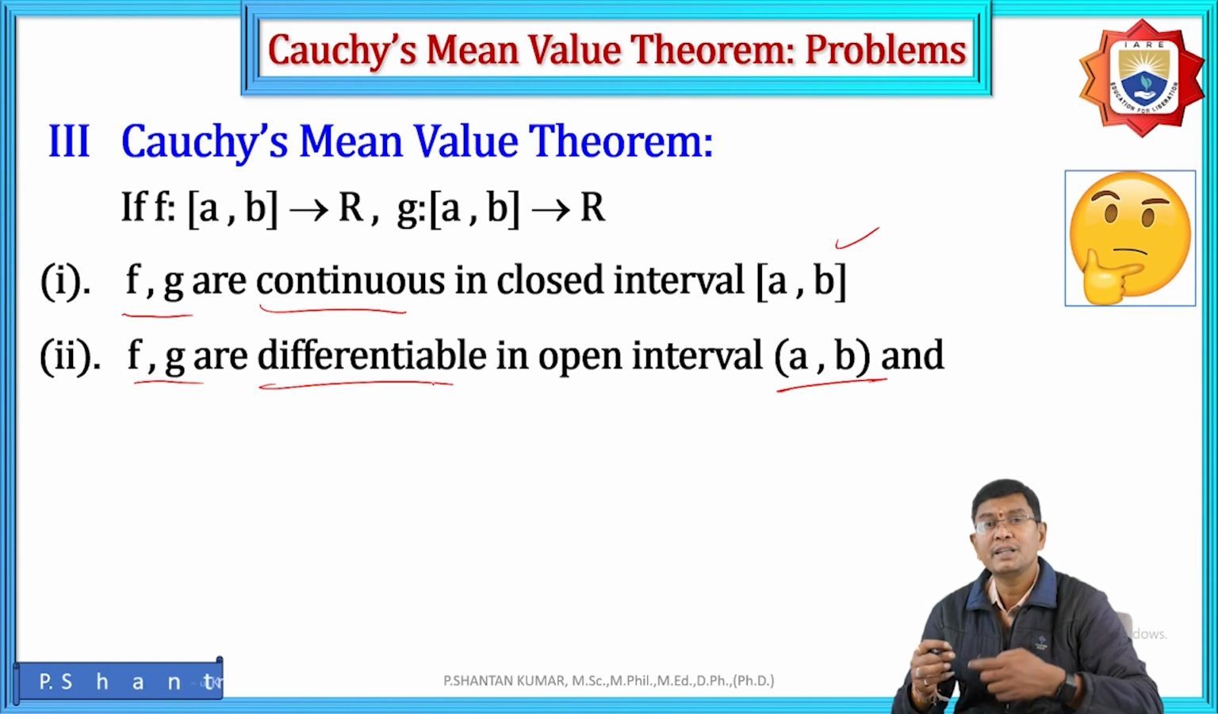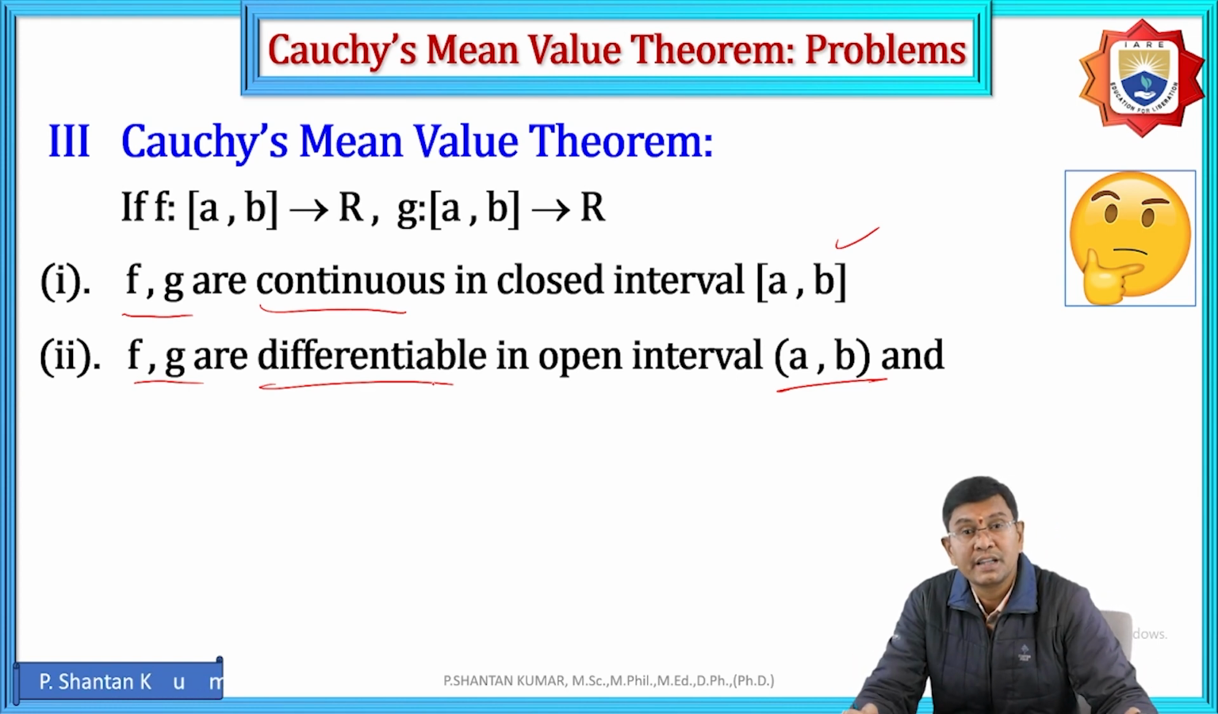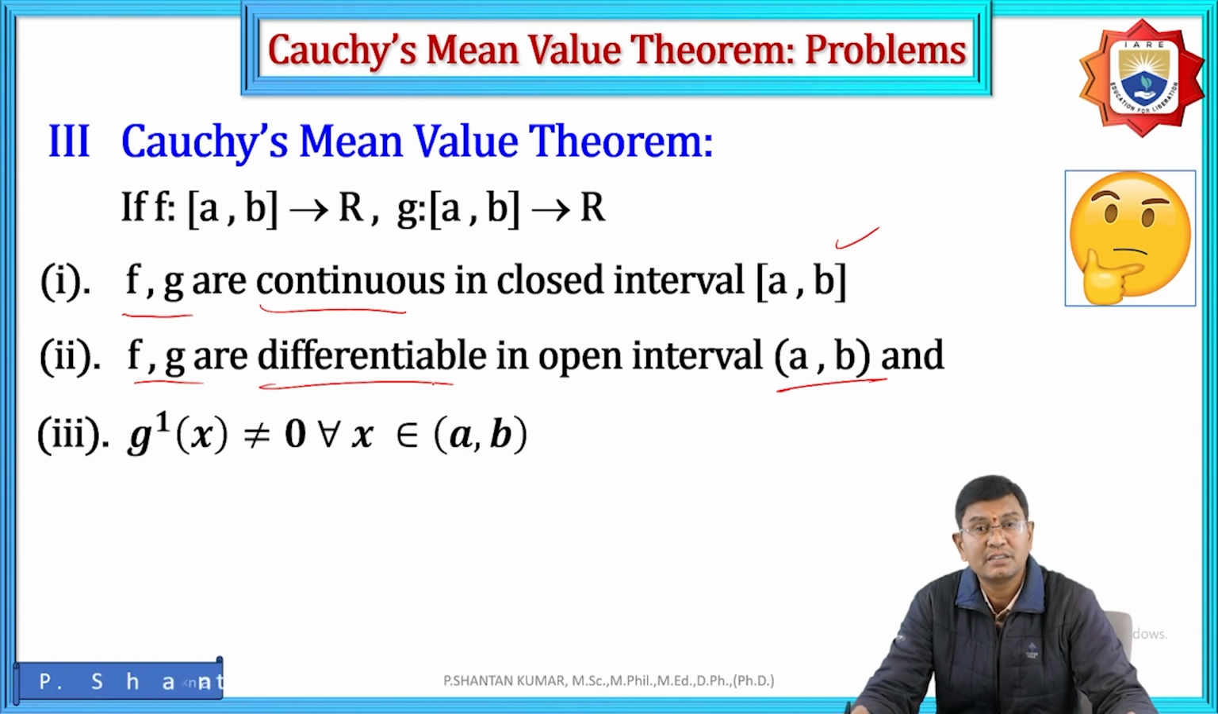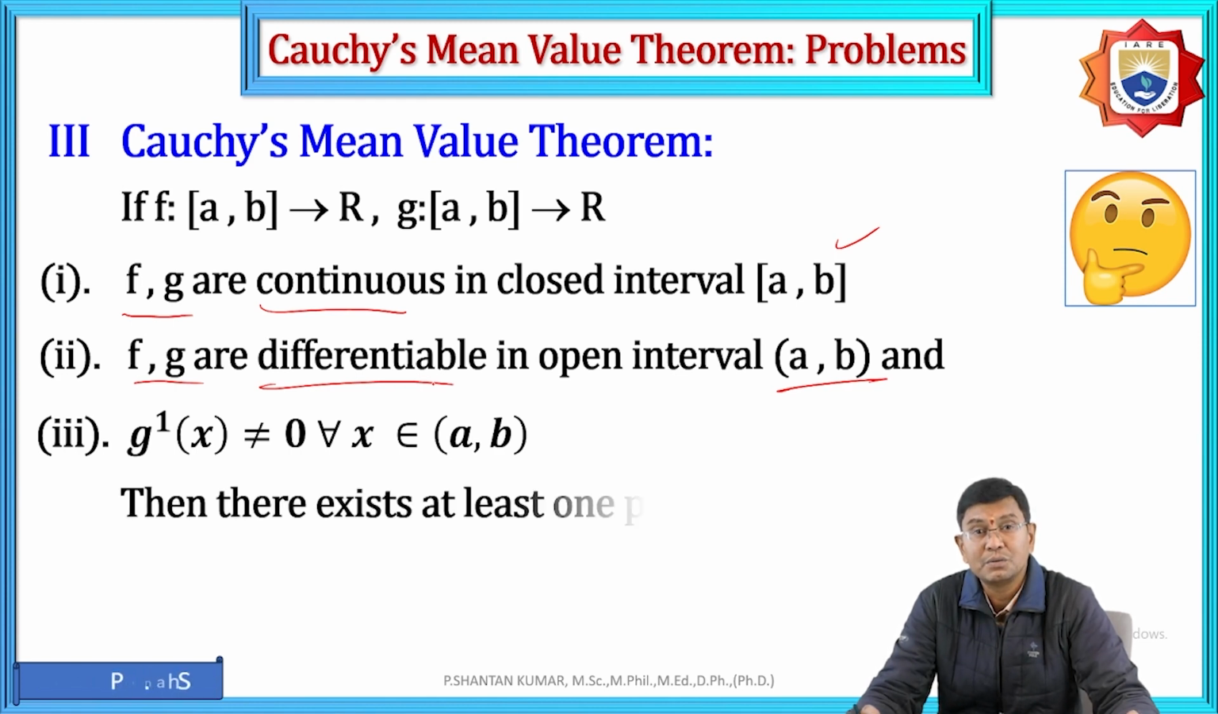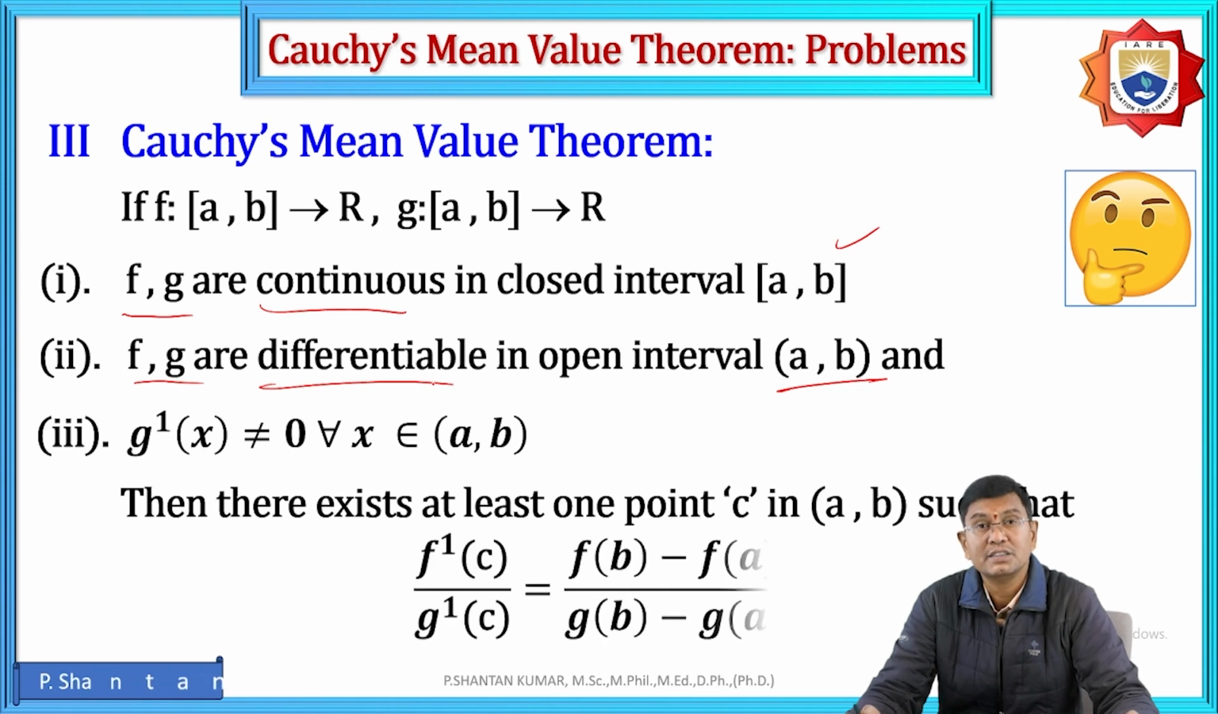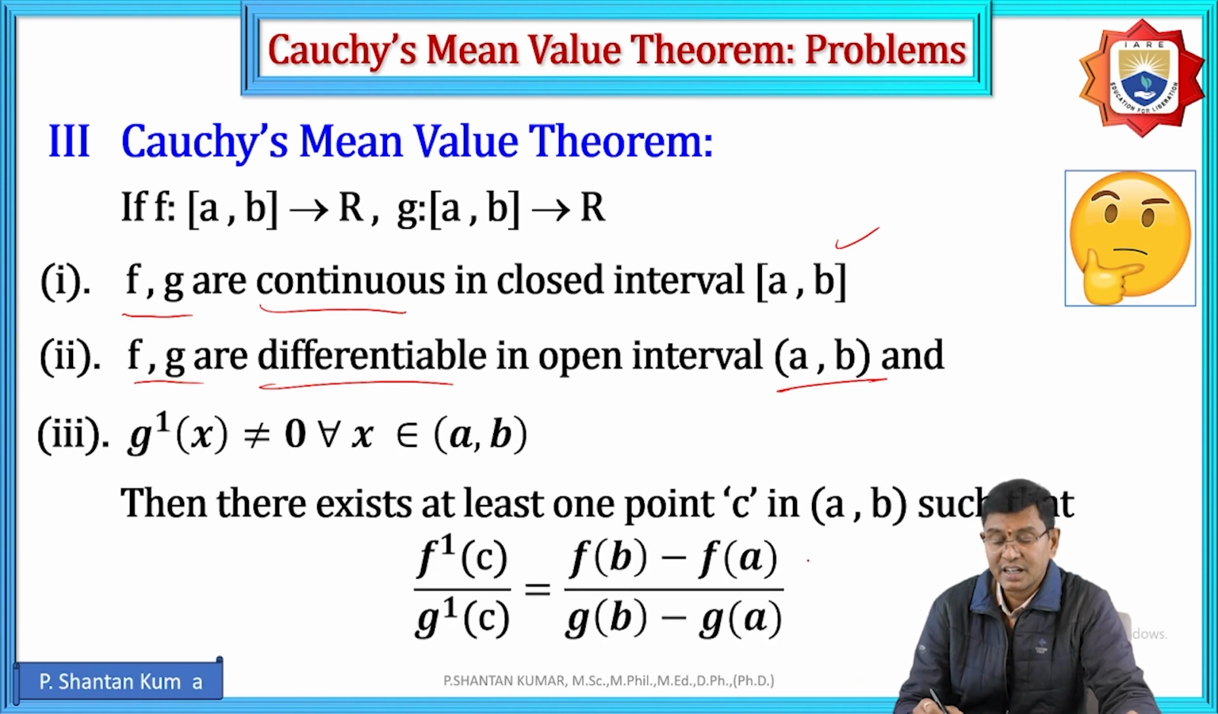And finally the third condition provided, which is important, is that g dash of x is not equal to 0. Because if g dash of x is equal to 0, we are not able to get the solution. Therefore, g dash of x is not equal to 0 for all values of x belonging to a comma b. Then there exists c belonging to a comma b, and the formula is f dash of c by g dash of c is equal to f of b minus f of a by g of b minus g of a.